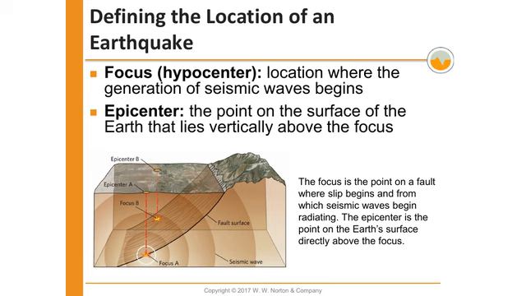Let's take a closer look at how we define the location of an earthquake on this slide. We have two key terms to understand: the focus, also known as the hypocenter, and the epicenter. The focus is the initial point within the Earth where the generation of seismic waves begins. This is depicted on the slide as focus A and focus B, marking where slips on the fault cause seismic activity. The epicenter, on the other hand, is the point on the Earth's surface that is directly above the focus, represented by epicenter A and epicenter B on the surface above each respective focus.